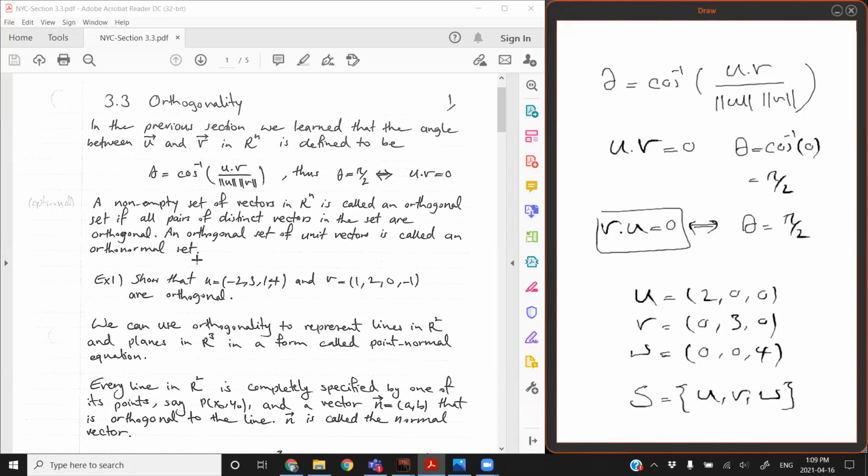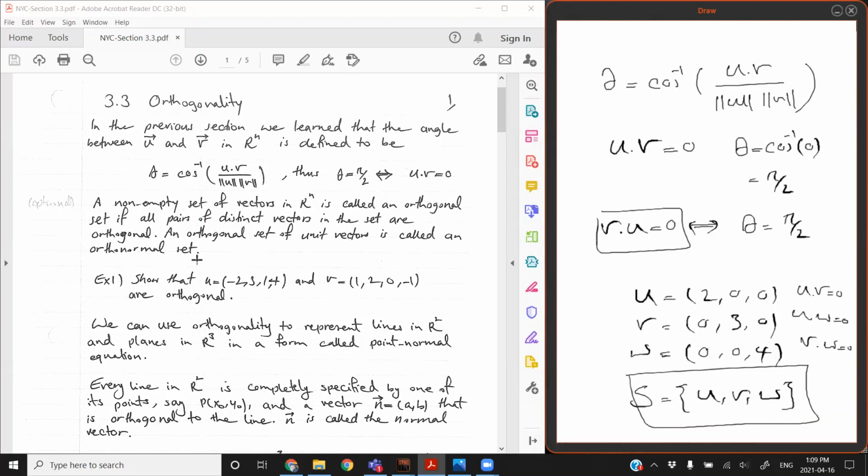So if I multiply u dot v, it's clear I'm going to get 0. If I multiply u dot w, I get 0. And if I multiply v and w, I also get 0. So that makes the set S an orthogonal set. Make sense? So what I'm giving is a trivial example of an orthogonal set.